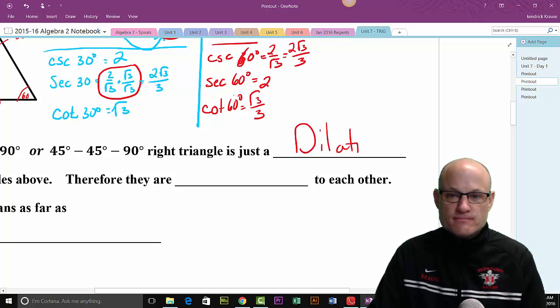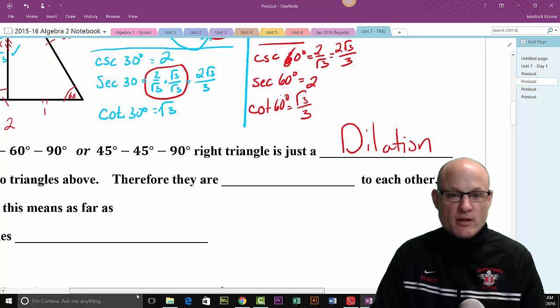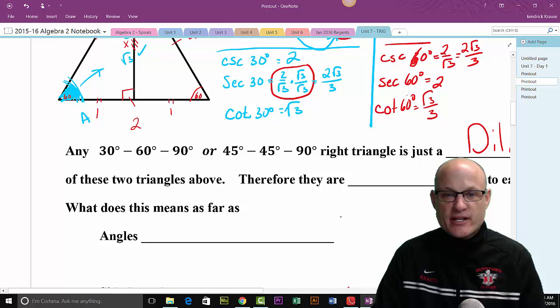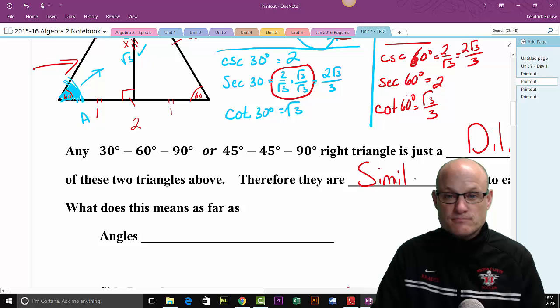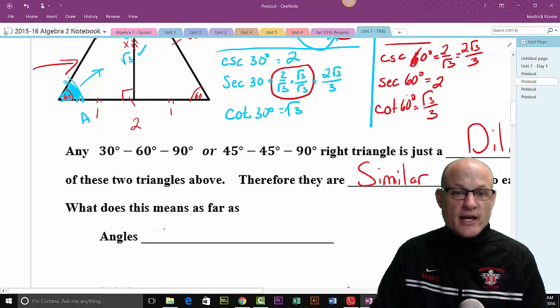dilation of these two triangles above. So if you take any 30, 60, 90 or 45, 45, 90 right triangle, it has to be some kind of dilation of one of these two triangles from above. Therefore, the triangles are similar. And because they are similar, the angles are congruent.